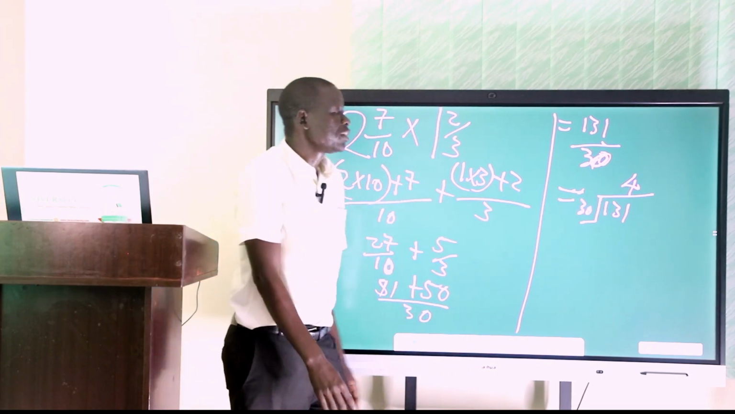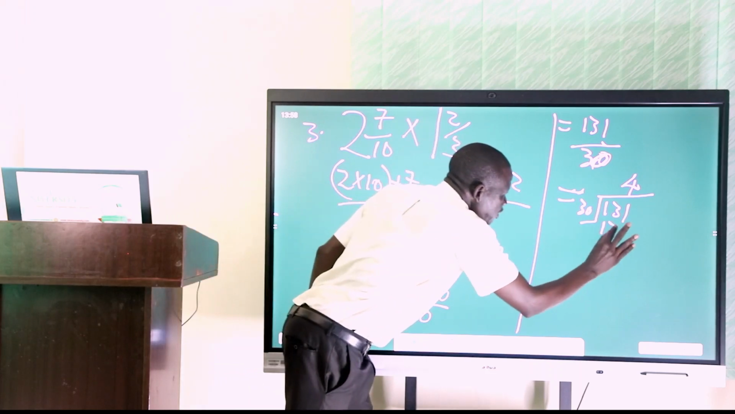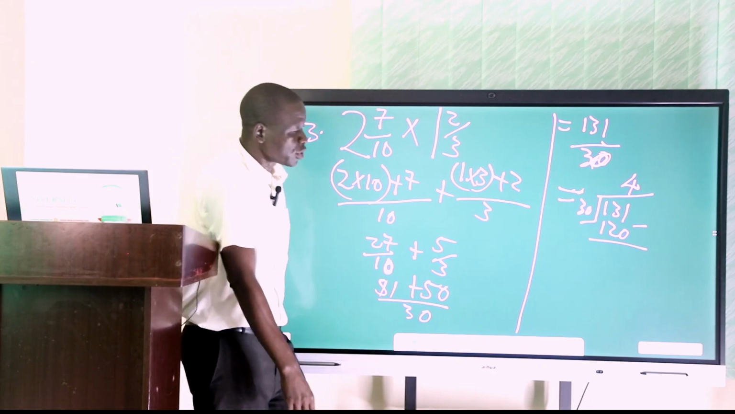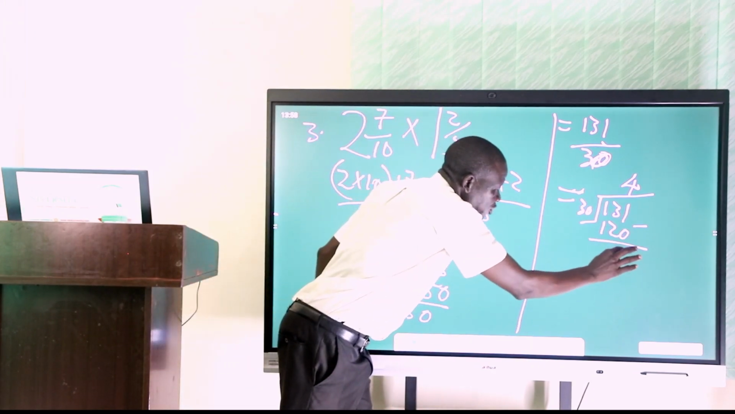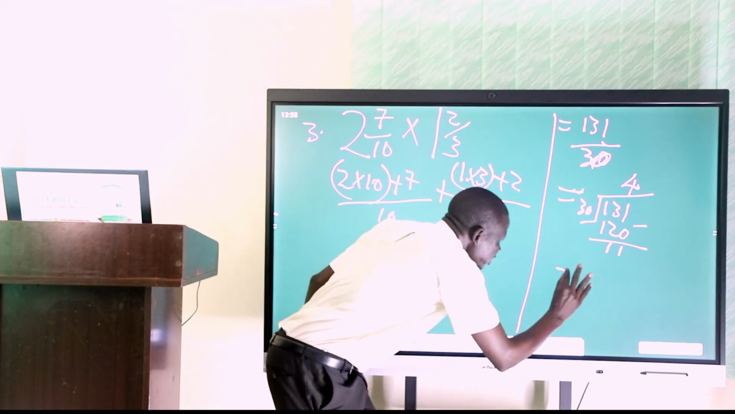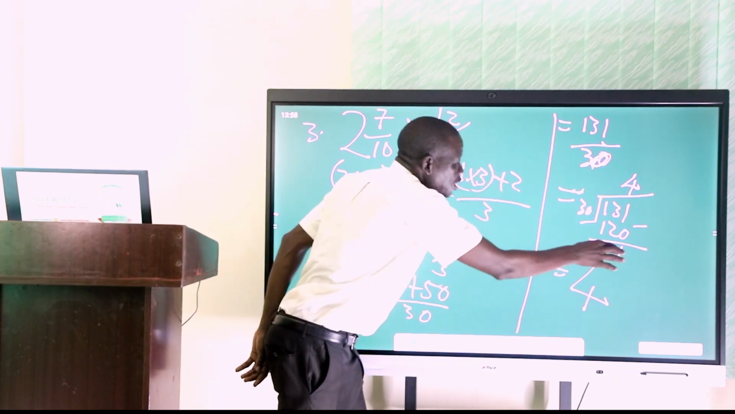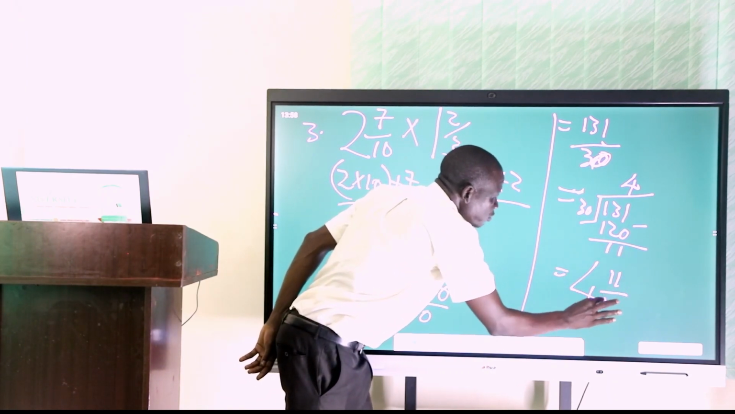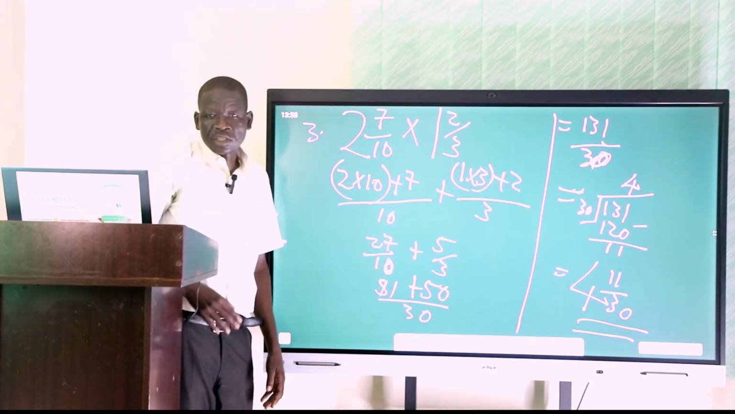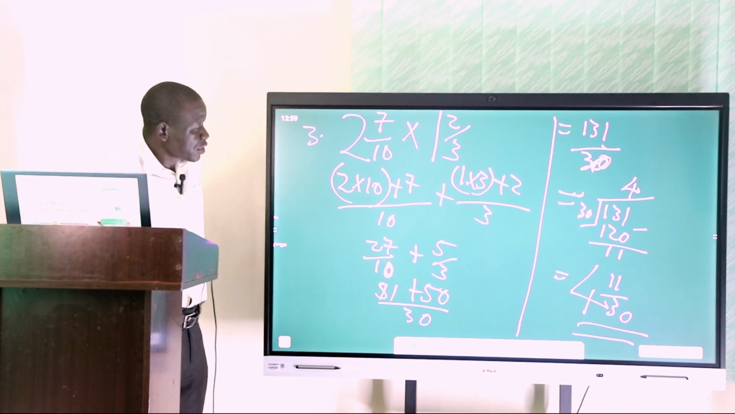Now 4 times 30, we get 120. Then we subtract. When we subtract here, 1 minus 0, we get 1. 3 minus 2, we get 1. So the answer will now give us 4 whole numbers and 11 over 30. So this becomes the last answer. That is basically how we multiply fractions.